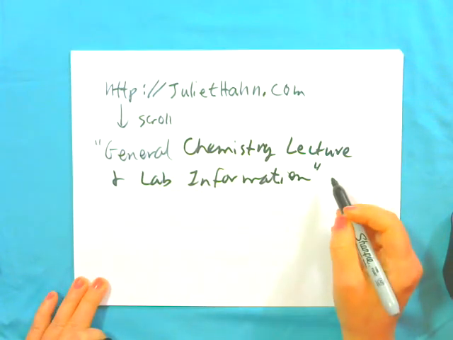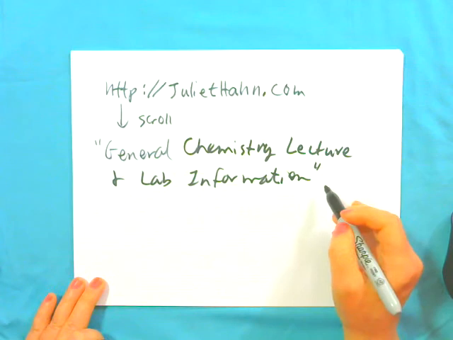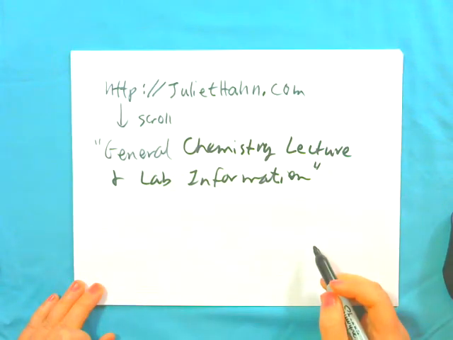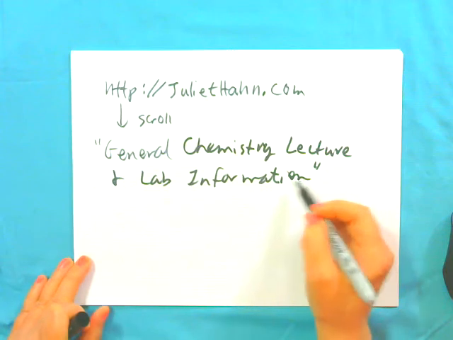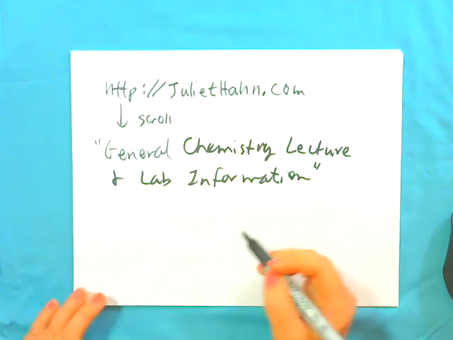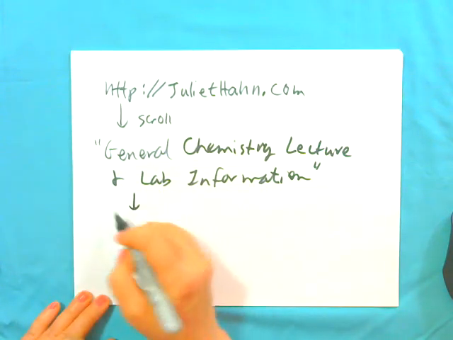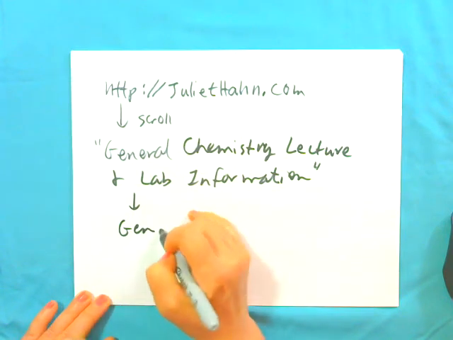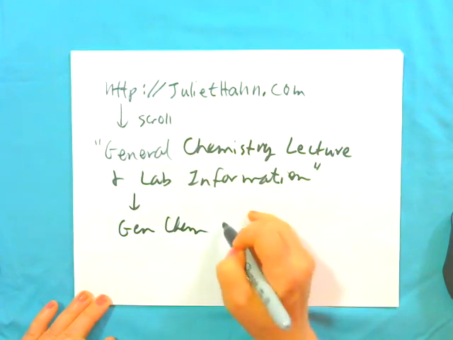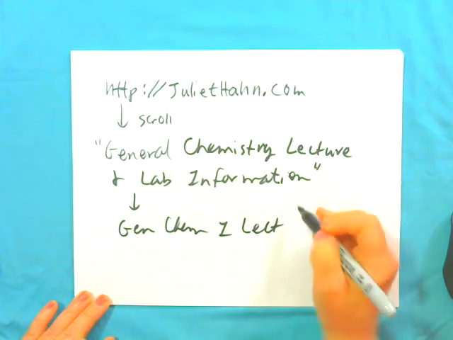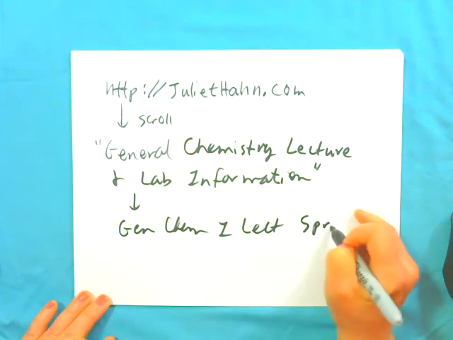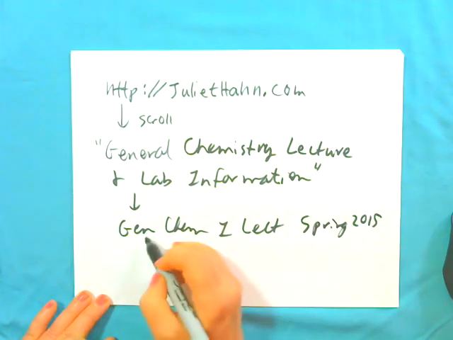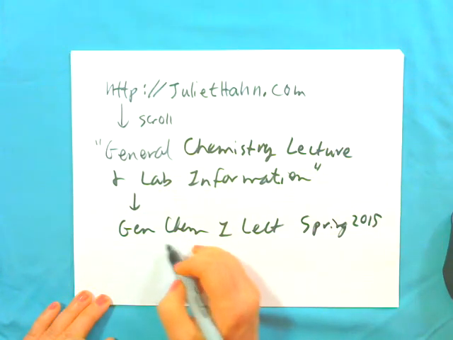And it's a hyperlink. So it's bold blue, very large letters, and it says General Chemistry Lecture and Lab Information. Hyperlink. It doesn't say hyperlink, but it says it is a hyperlink. So when you click on it, at the very top you will get General Chemistry 1 Lecture Spring 2015, and then you'll see a bunch of exams and quizzes and things like that.